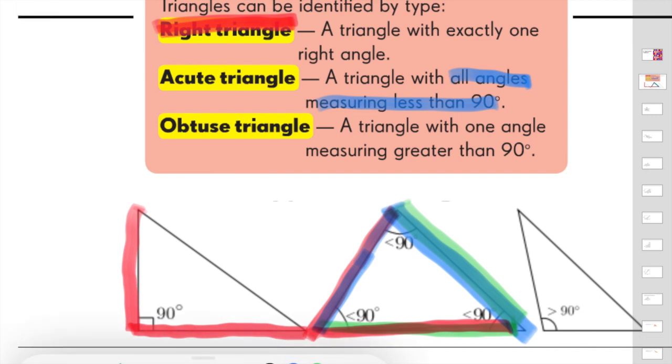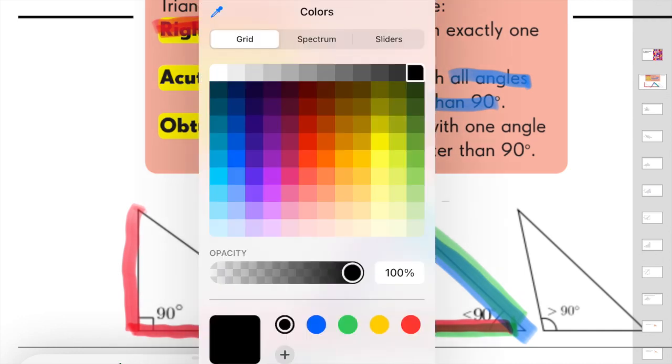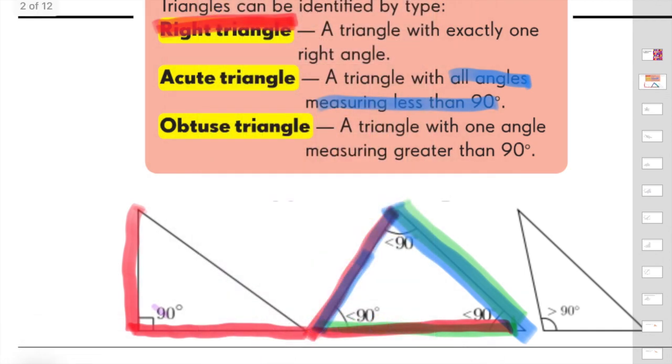And finally, an obtuse triangle is one that has one angle measuring greater than 90 degrees. And so we can see that this purple angle is obtuse. It is greater than 90 degrees. And so this triangle would be considered an obtuse triangle because it has that one angle that is greater than 90.